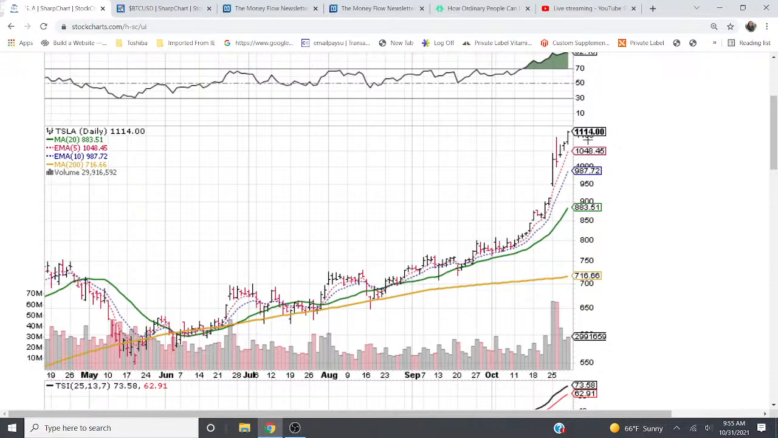Run, run, run. But it's running out, man. It'll run out of steam eventually. Eventually, it's going to run out of steam.